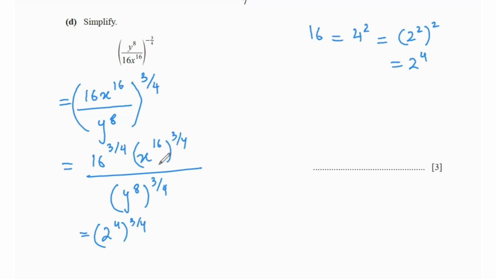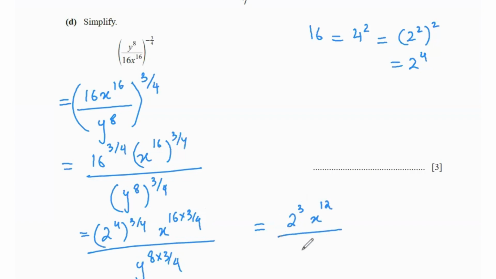Whenever there's a power outside the bracket and a power inside the bracket, you multiply the powers. So that means it's going to be 16 times 3 over 4 and 8 times 3 over 4. That gives us 2 cubed, x to the power of 12 and y to the power of 6. 2 cubed becomes 8. So 8x to the power of 12 over y to the power of 6. That is your answer.